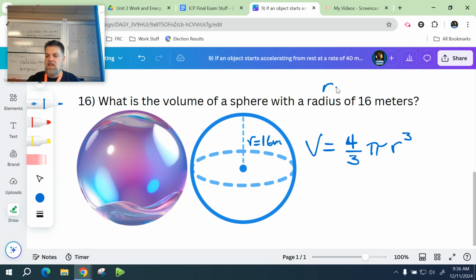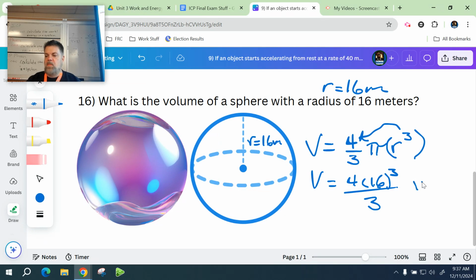We said that the radius is equal to 16 meters. So you've got 4, and I'm gonna take this and toss it in front of pi. So I'm gonna say 4 times 16 cubed all over 3, and then leave the pi out here. And we'll put the meters in too. See the meters?